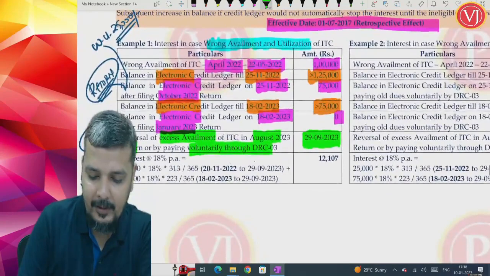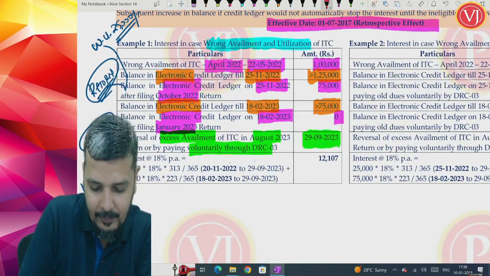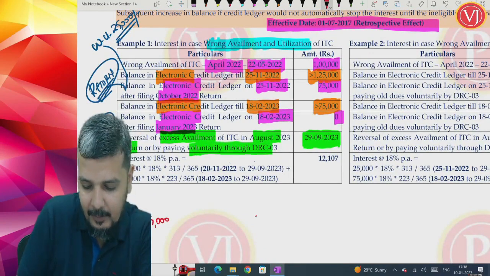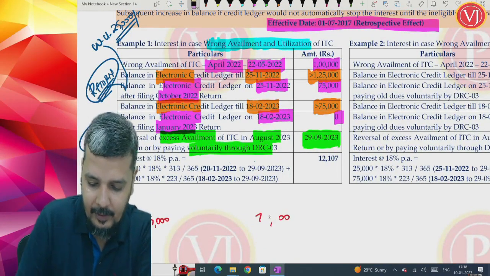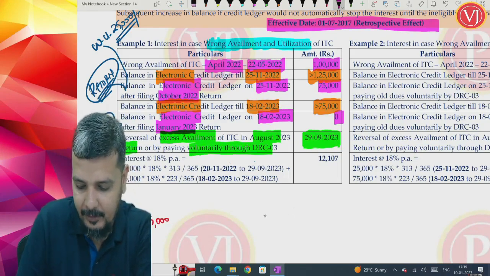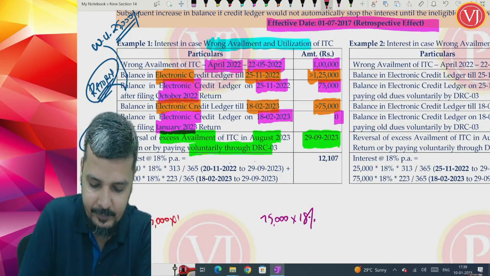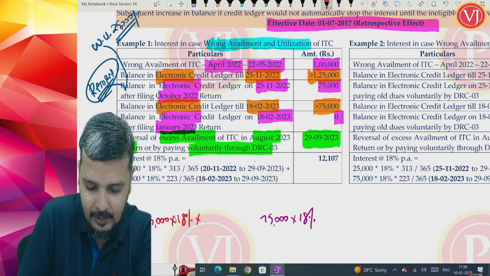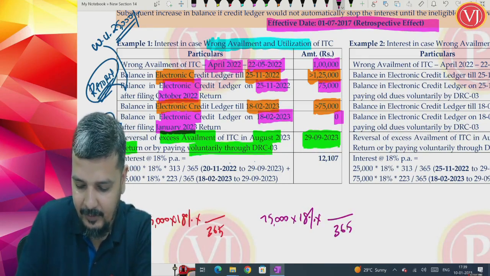Let me calculate interest in two parts. First part is on 25,000. Second part is on 75,000. In both the cases, it is 18% per annum, and in both the cases, the formula would be multiplied by days divided by 365.